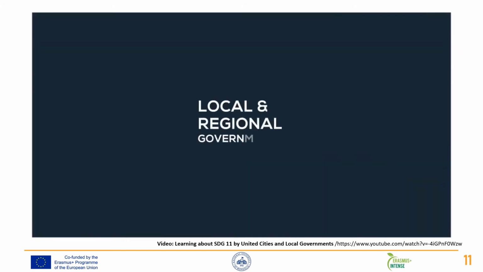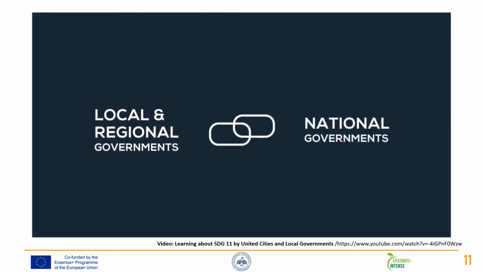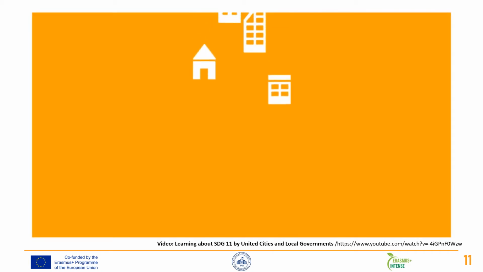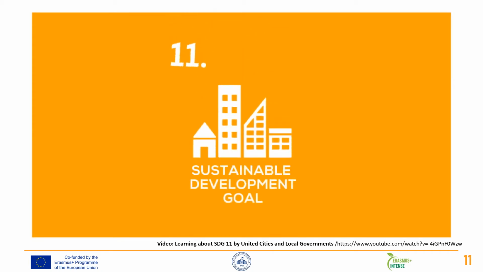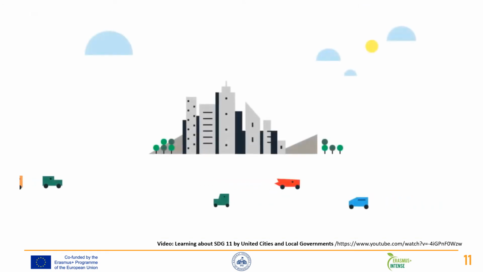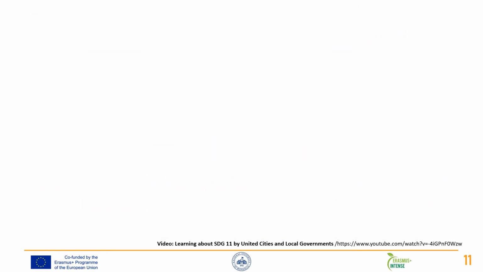Local and regional governments seek strong partnerships with national governments to ensure enabling legal frameworks and adequate resources, and play our full role in achieving Sustainable Development Goal 11, which is Sustainable Cities and Communities. The Sustainable Development Agenda depends on local governments.